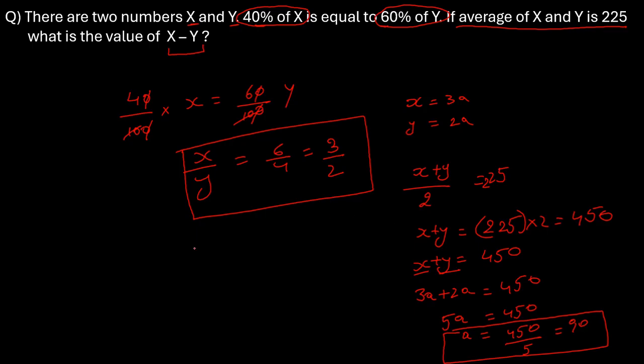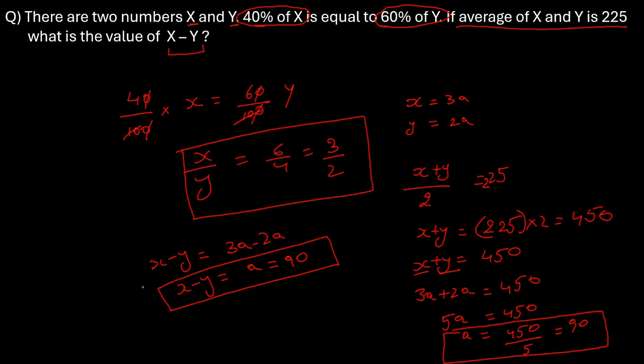And we are asked to find the value of x minus y. x minus y equals 3a minus 2a, that is equal to a. So the value of a is 90. So the value of x minus y is 90.